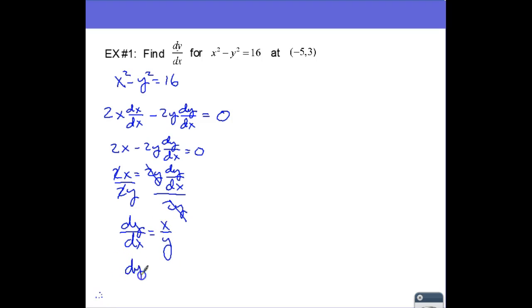And then I can write dy/dx, and this may be new notation for you. Write a long vertical pipe, and at the bottom I'm going to put the point -5, comma 3. And what that means is I'm going to evaluate the derivative dy/dx at the point (-5, 3). And so that is going to be equal to x, which is -5, over y, which is 3. And so my answer is -5/3.